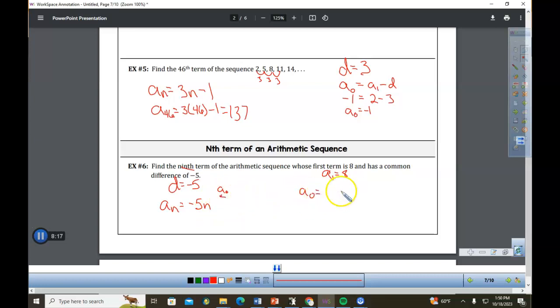Well, a sub 0 is equal to my a1 minus my d, which is negative 5. 8 minus negative 5 is 13. So I get negative 5n plus 13. And now to find my ninth term, what I need to do is plug in 9. So a sub 9 equals negative 5 times 9 plus 13, which equals negative 32.